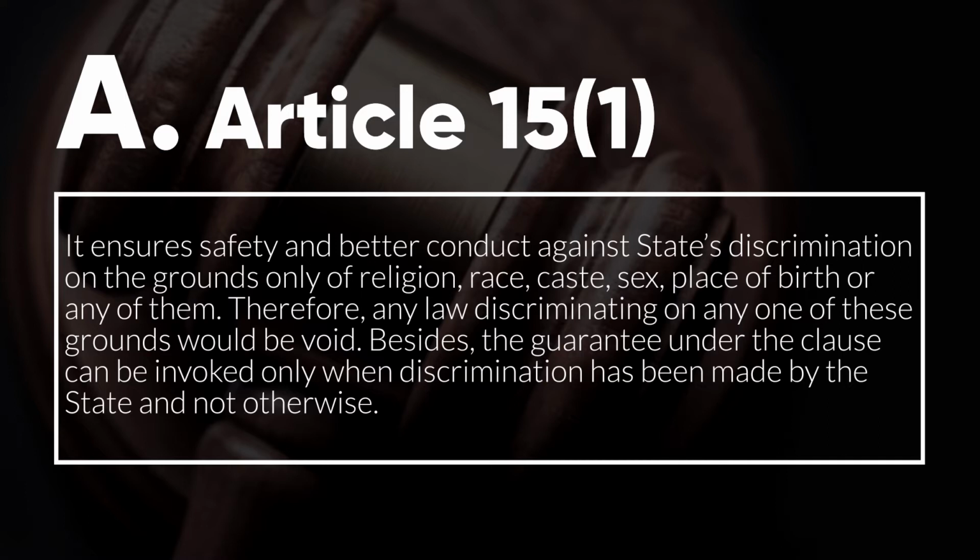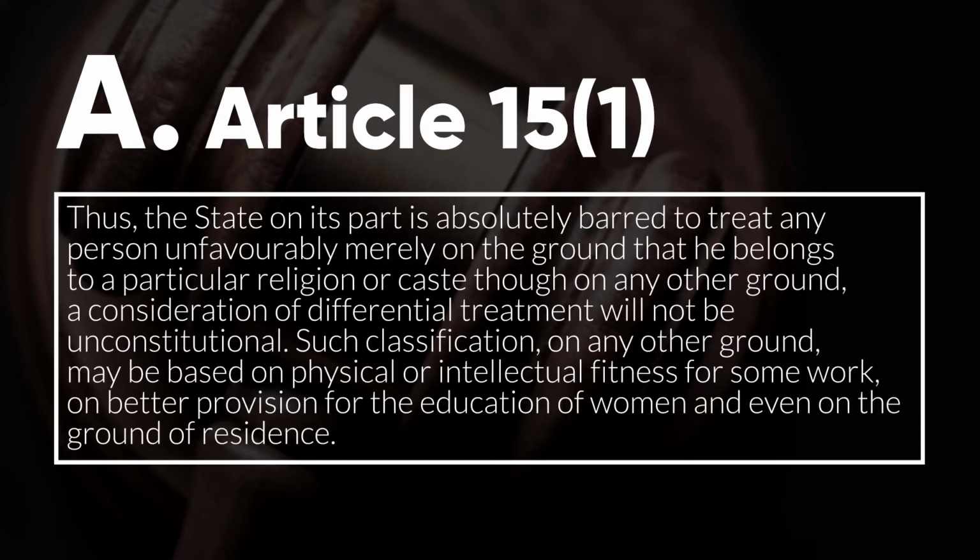Besides, the guarantee under the clause can be invoked only when discrimination has been made by the state and not otherwise. Thus, the state on this part is absolutely barred to treat any person unfavorably merely on the ground that he or she belongs to a particular religion or caste, though on any other ground, a consideration of differential treatment will not be unconstitutional. Such classification on any other ground may be based on physical or intellectual fitness for some work, on better provision for the education of women, and even on the ground of residence.